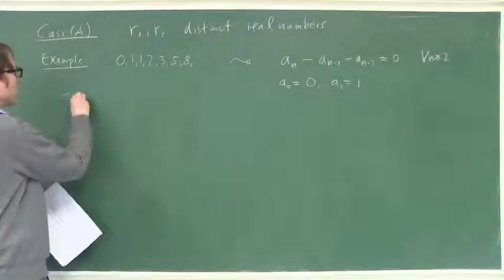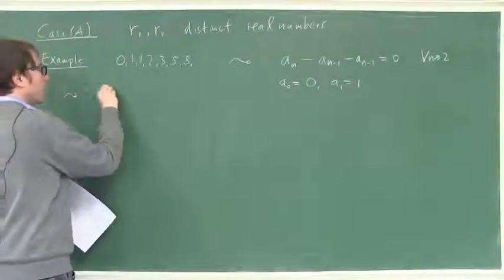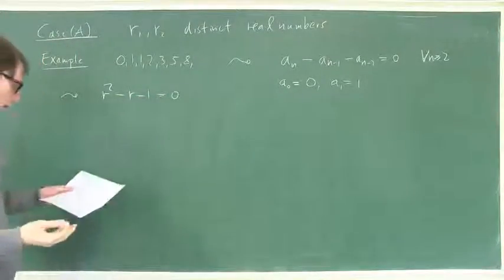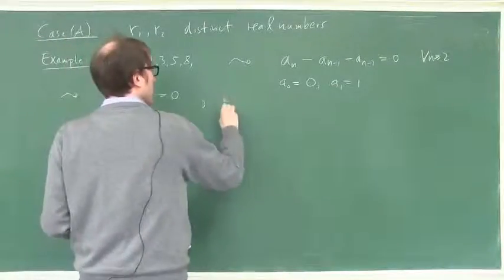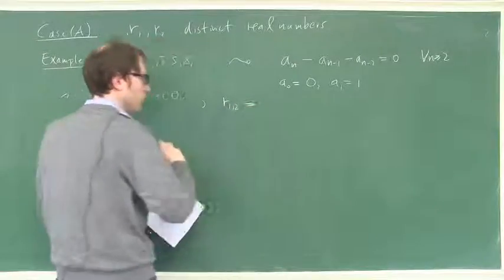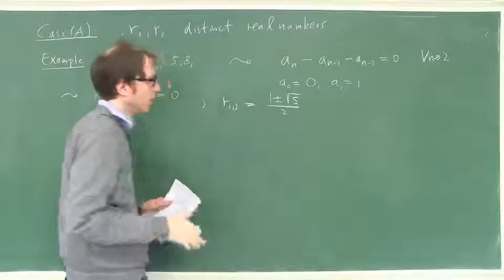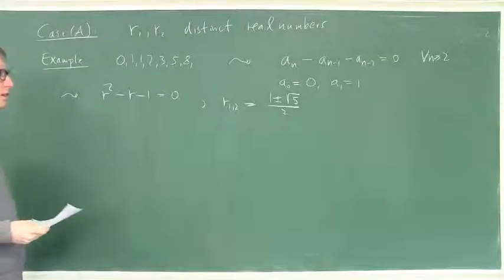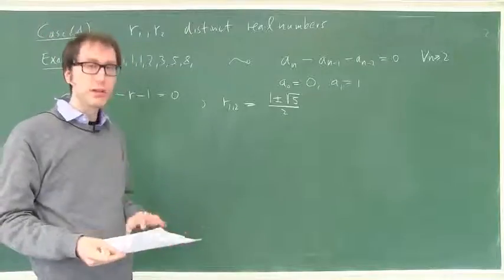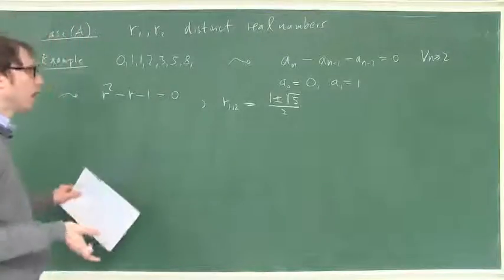Okay, and so what's the characteristic equation? We already saw how to do that. It's just r squared minus r minus 1 equals 0. So let's solve this. The two characteristic roots, r1 and r2, are 1 plus minus square root of 5 divided by 2. So r1 is 1 plus square root of 5 divided by 2, and r2 is 1 minus square root of 5 divided by 2. And of course, here you see the famous golden ratio. Okay, so how do we proceed from here?